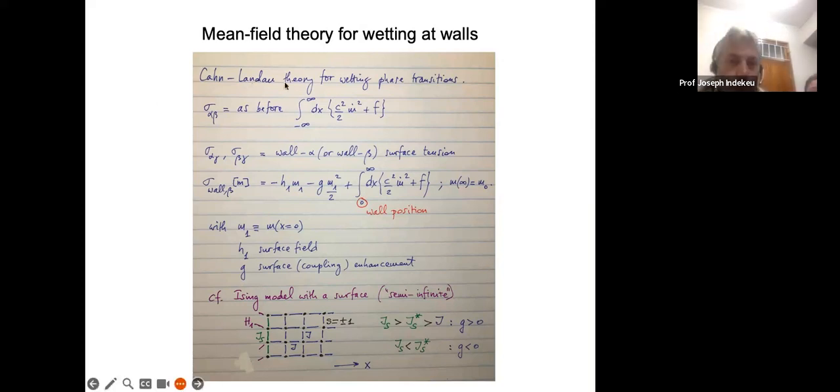So tomorrow we're going to go into this Landau-Ginzburg or Cahn-Landau theory, as it is called, for wetting phase transitions. And I will also tomorrow, of course, check whether you've done the homework.